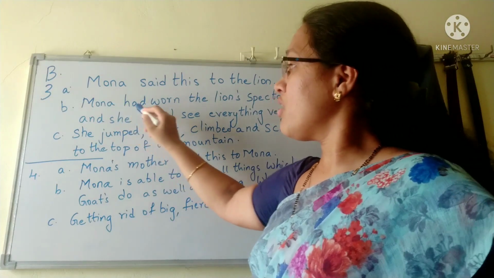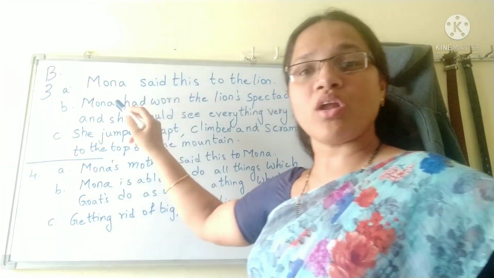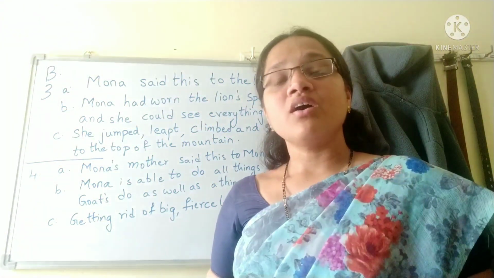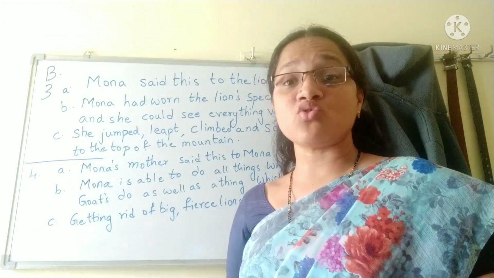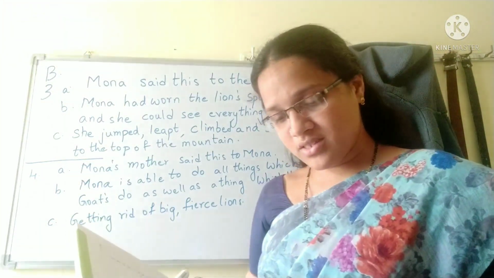So see, Mona had worn the lion's spectacles. What did she wear? Mona had worn the lion's spectacles. After wearing the spectacles, what did she say? Mona, what did she say? She said, I can see for miles. That is so far. Okay. I'm able to see very clearly for a very long distance.